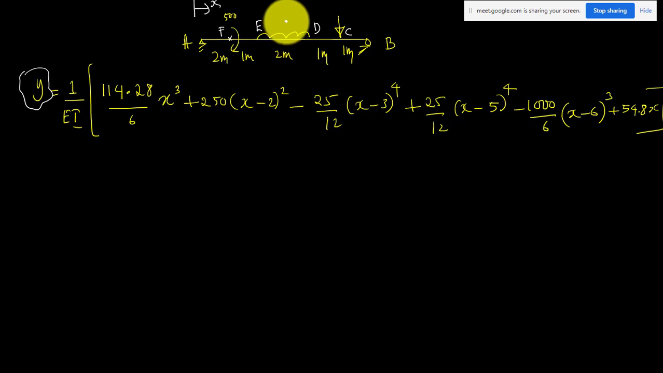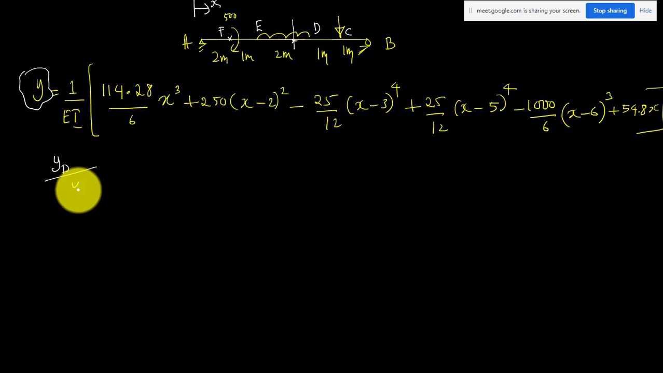Like this, if you take any section and want to find the deflection at this section, you take the value of x and substitute here. Suppose I want to find the deflection at point D. I am just giving an example. So the deflection at point D you have to find out. So what is the value of x?